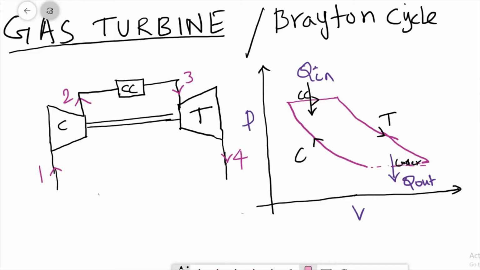We have seen the different processes, and now how to find the efficiency for the Brayton cycle, which is applicable for the simple gas turbine and also the closed gas turbine cycle. This efficiency we need to calculate based on the heat supplied and the heat rejection. Let us see the efficiency formula for this case.